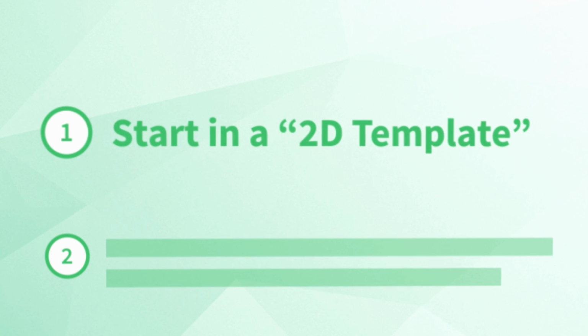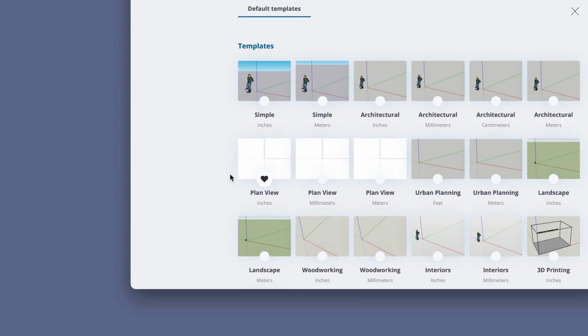Let's start with step number 1, start in a 2D template. As you remember from our Watch This Before You Get Started with SketchUp video, for all projects you work on in SketchUp, I recommend that you use a template that starts you with a plan view or a top-down view. This is even more important when you set out to create a floor plan. As a quick reminder, here's how you switch your template.